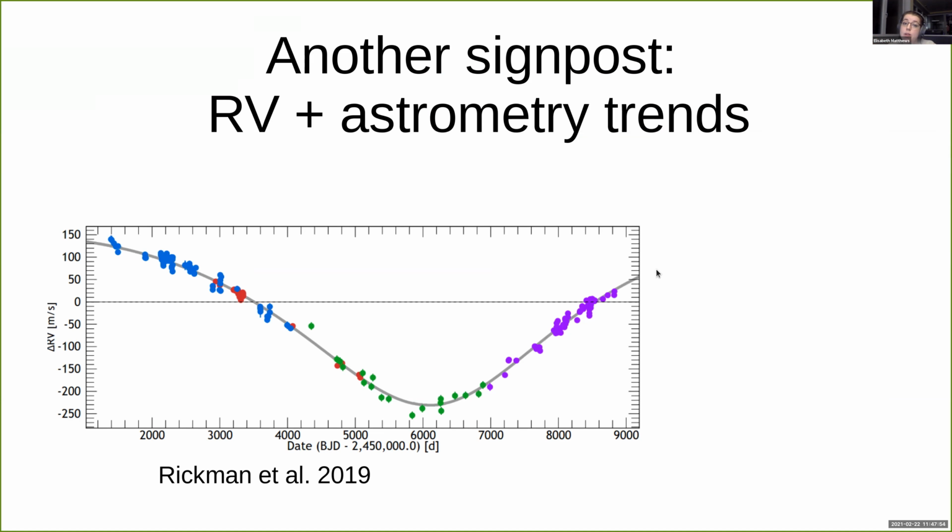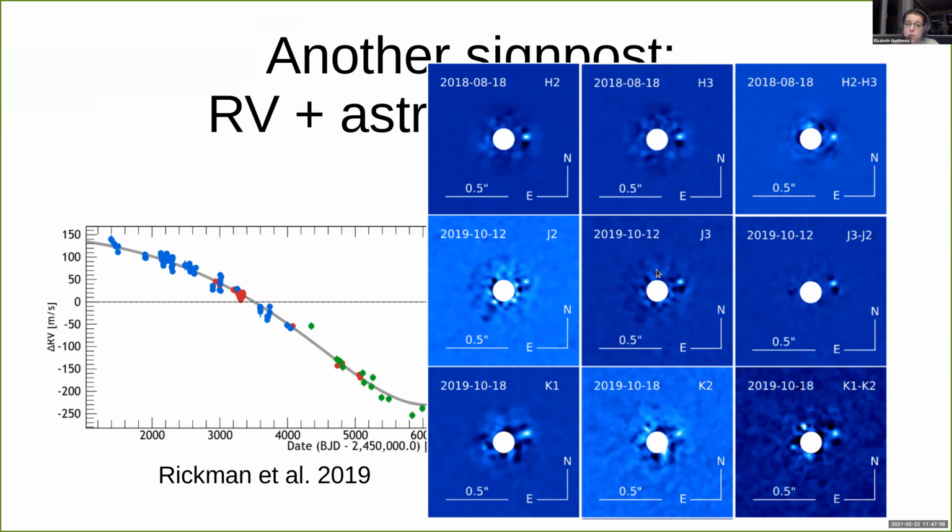And they were actually able to directly detect this object as well. So it's this source that you can see to the right of the coronagraph. So this is actually a brown dwarf rather than a planet. It has a mass of about 40 Jupiter masses.